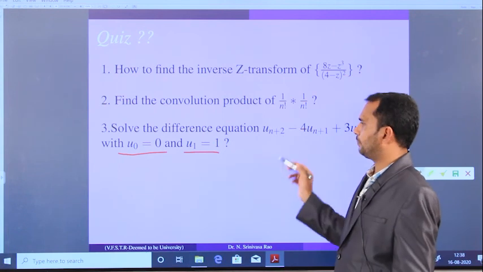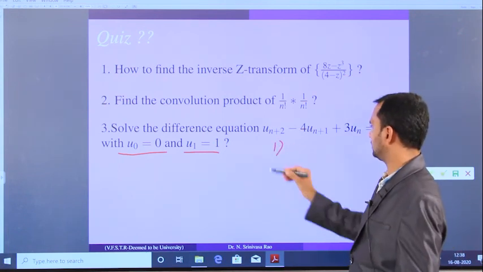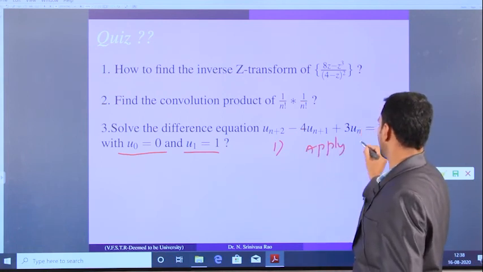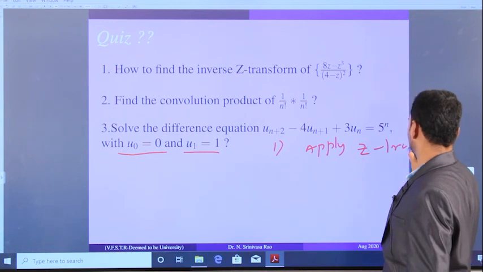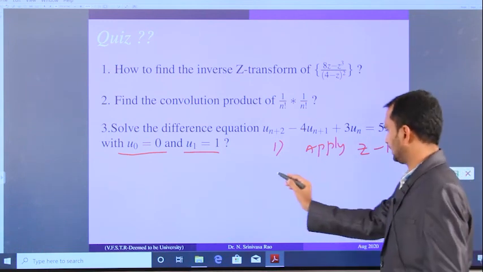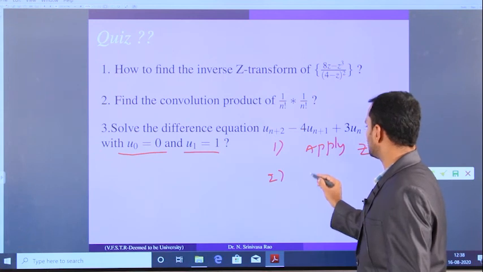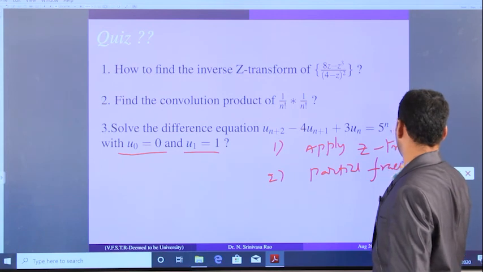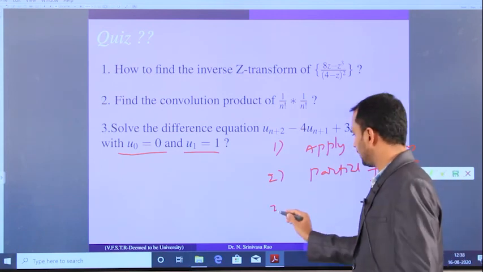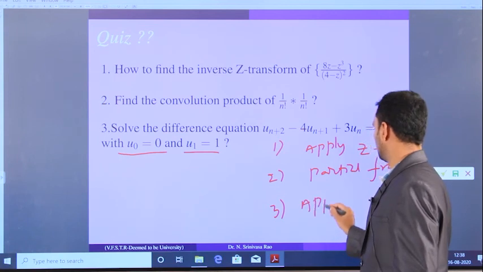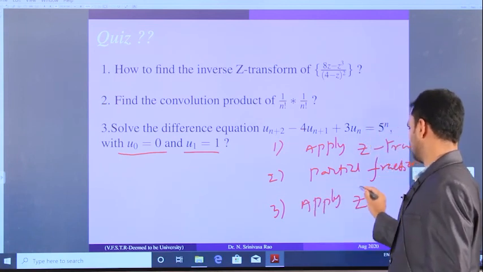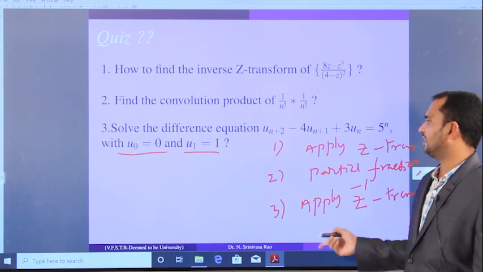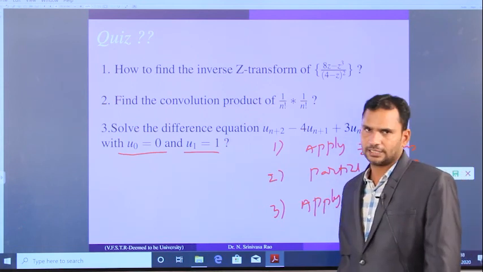So now how to apply? For solving difference equations there are three major steps involved. First, apply Z transform on both sides. This is the first step. The second step is decompose into partial fractions. And the third step is apply Z inverse on both sides, that means inverse Z transform on both sides. So these are the three major steps involved in solving a difference equation.